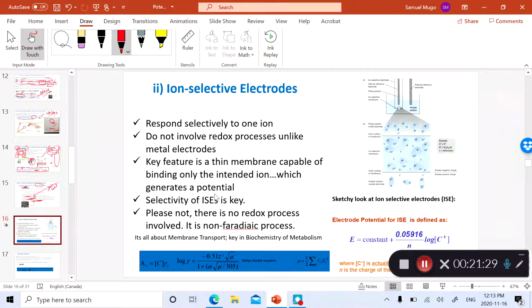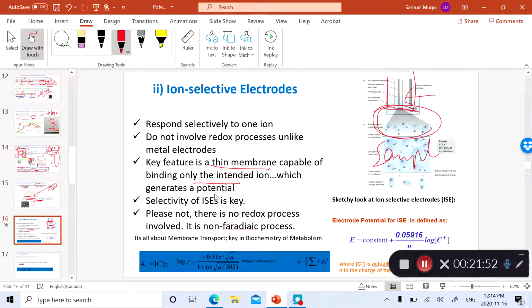And so the charge is generated from a charge separation resulting from a very thin membrane. This is how it typically works: you've got a membrane, and the membrane separates the sample from an inner solution, and the inner solution has a known concentration. Maybe this can be glass in the case of pH, and inside you've got a known concentration, say, of HCl, and then outside you've got a sample where you do not know the concentration.